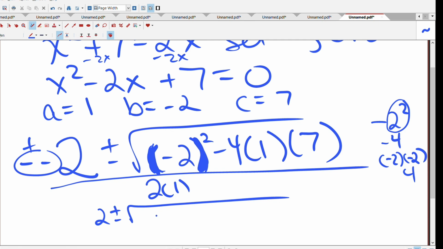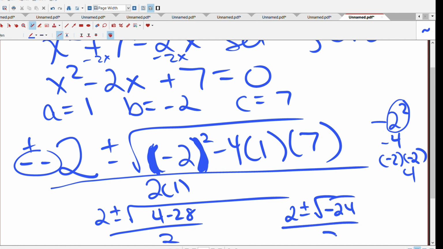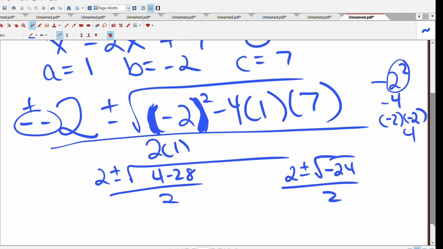So I'm going to get 4 minus 28 over 2. So again, I'm getting 2 plus or minus radical negative 24 over 2. Now 24, to break it up into perfect squares, would be 4 times 6. So first I'm going to get rid of the negative by putting an i in front, and then the square root of 4 is 2. So 2i rad 6 over 2 here.